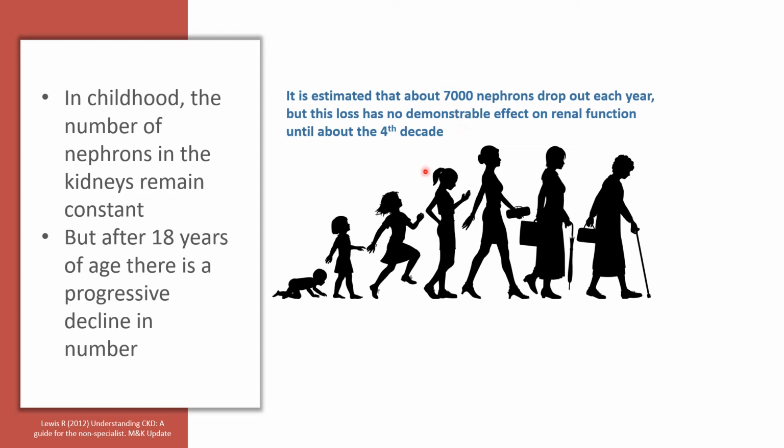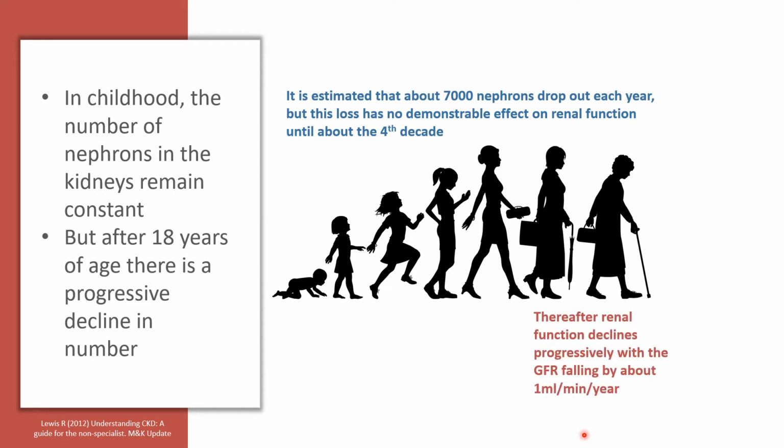But the thing about this, and again, it's a little bit like the lung, to be honest, the kidney as an organ is so effective that we can lose a lot of its function before it affects us clinically. You know, in the lung you can lose about half of your lung function before you start to even get a symptom. And so we don't really see the effects of this 7,000 drop every single year until after about the age of 40.